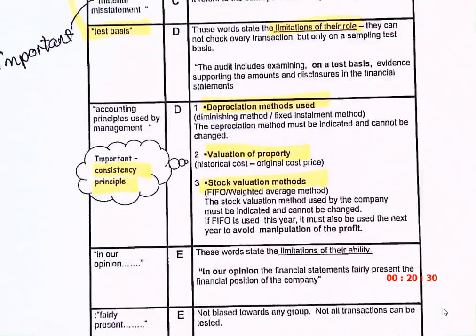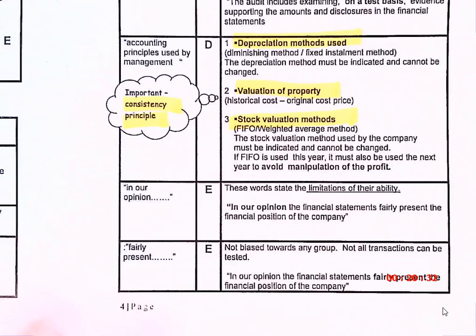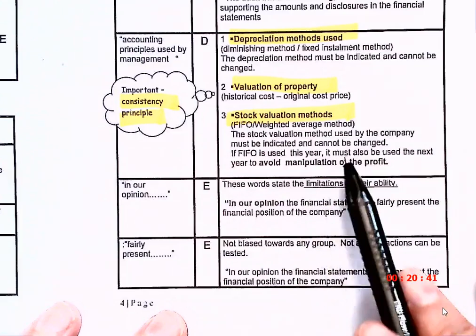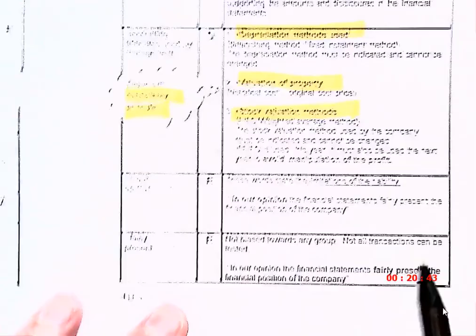So your valuation of property, it's always historic value, né? Always at cost. Why don't you show it at market value? Because you haven't sold it yet. Okay. Stock valuation, we'll do that later in the year. Yes.